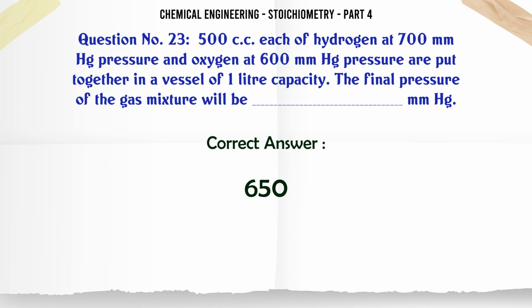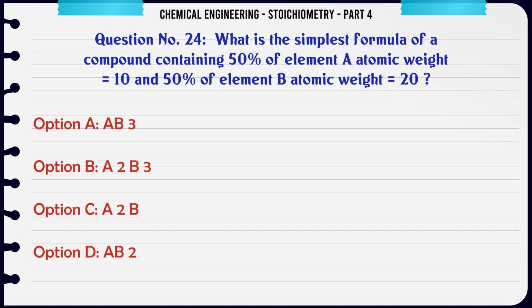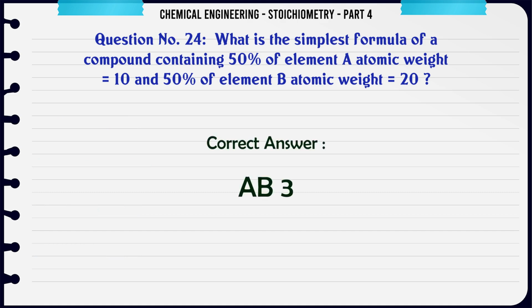The correct answer is 650. What is the simplest formula of a compound containing 50% of element A, atomic weight 10, and 50% of element B, atomic weight 20? A. AB3, B. A2B3, C. A2B, D. AB2. The correct answer is AB3.